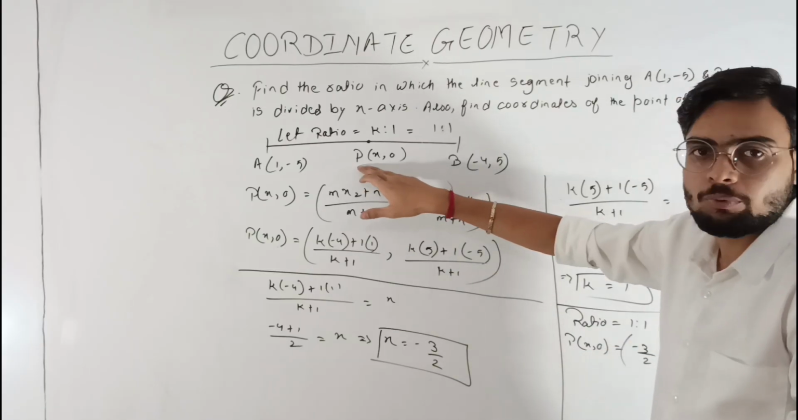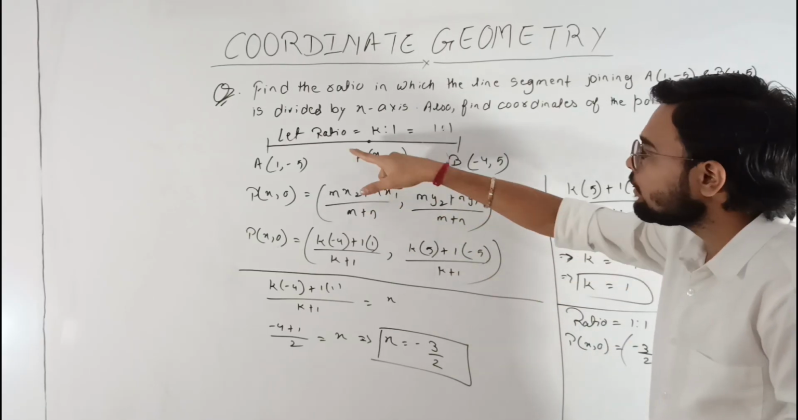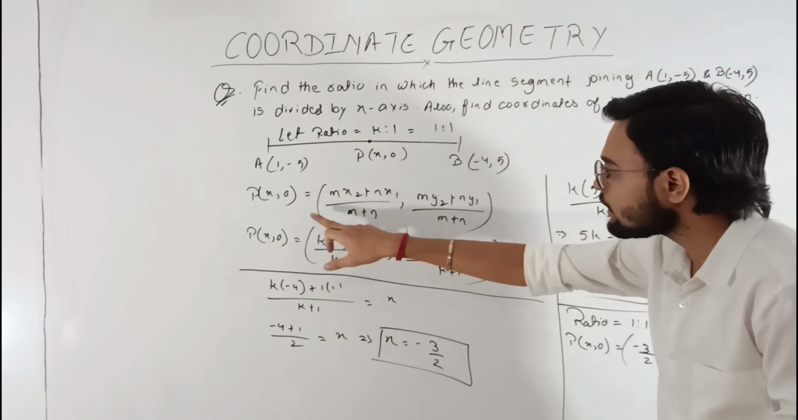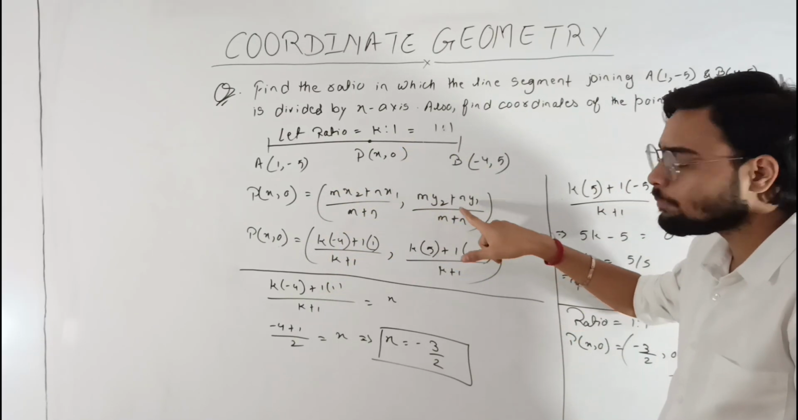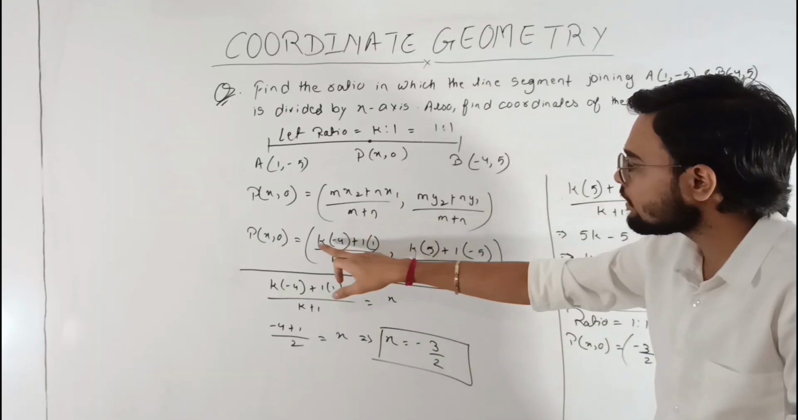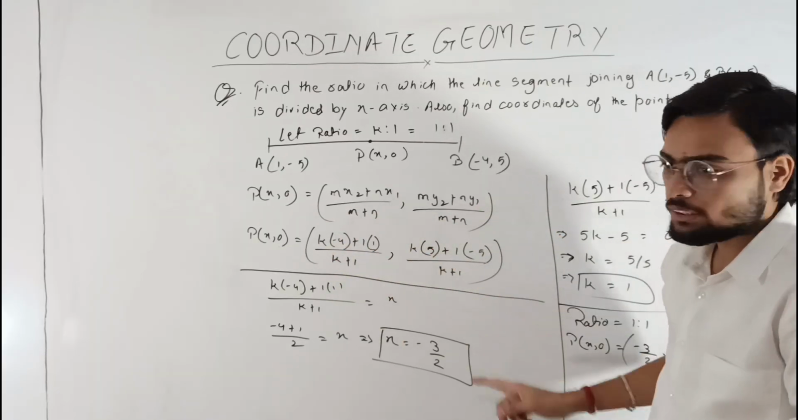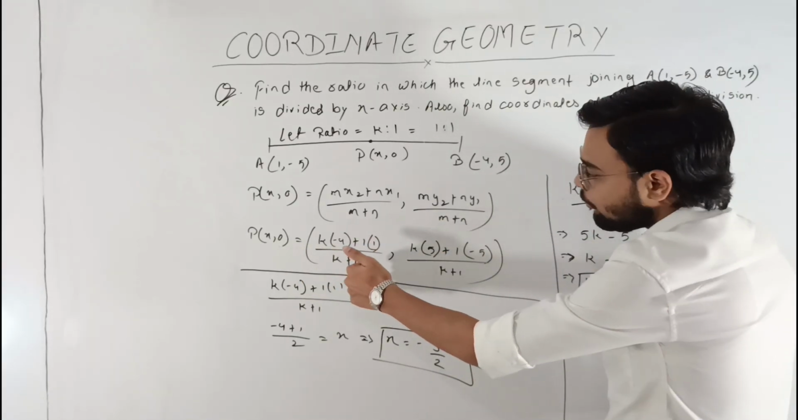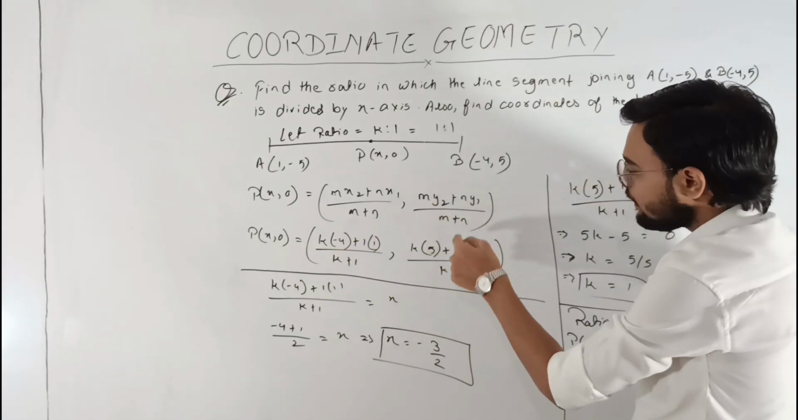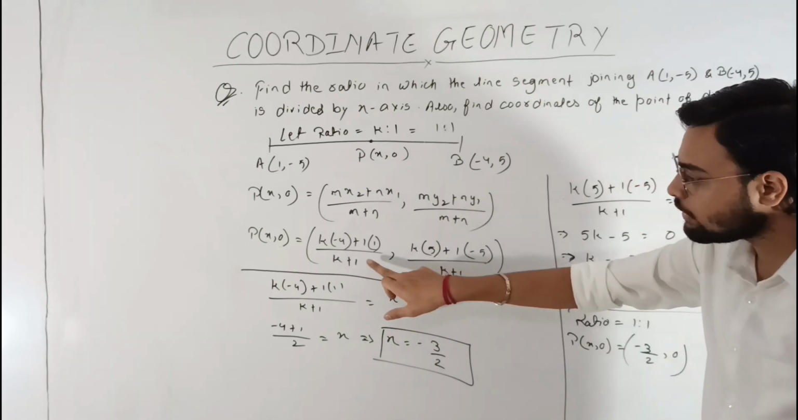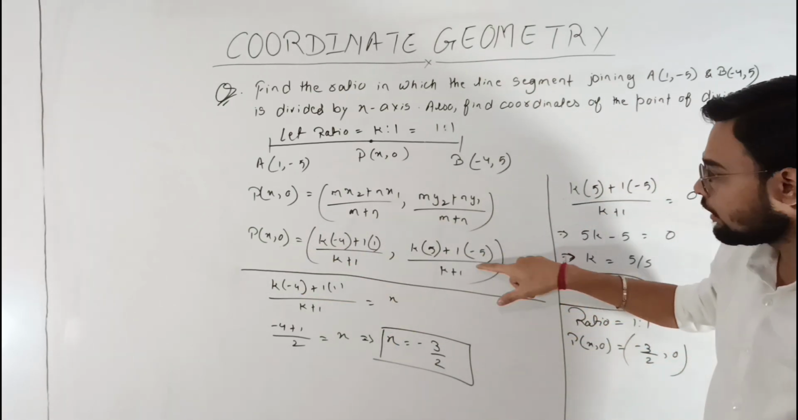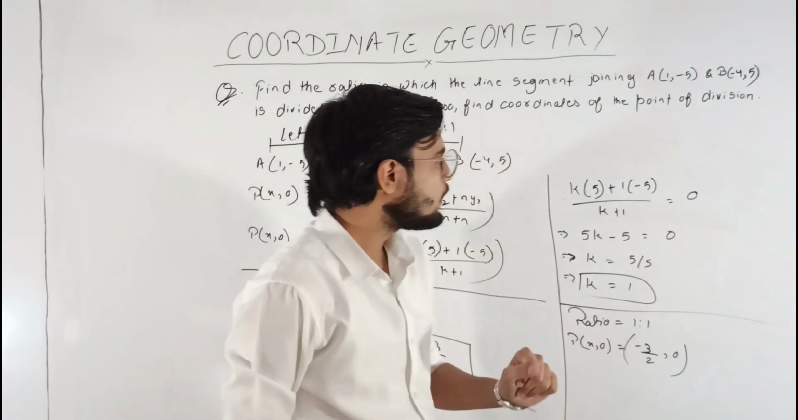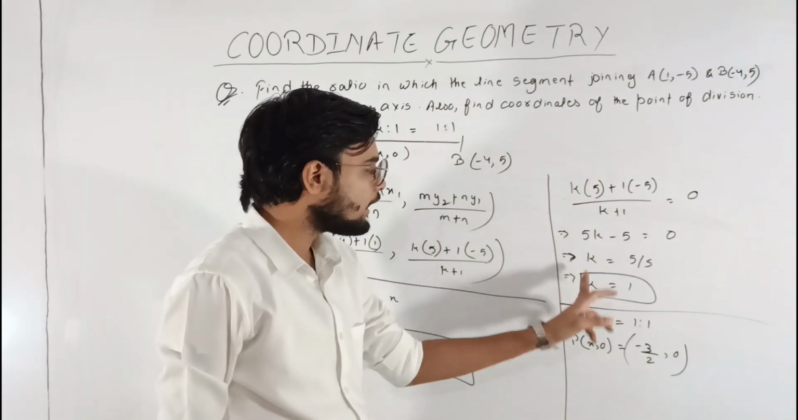So here the coordinates of point P are (x, 0), and we assume the ratio is k is to 1. So by the section formula, this is (m x2 + n x1) upon (m + n), (m y2 + n y1) upon (m + n). So here m is k and n is 1. So from this I write P (x, 0) is equal to (k times minus 4 plus 1) upon k plus 1. Now this is the x coordinate, so this is equal to x, and this is the y coordinate, so this is equal to 0. So from this y coordinate I first find the value of k. By calculating this I get k is 1.